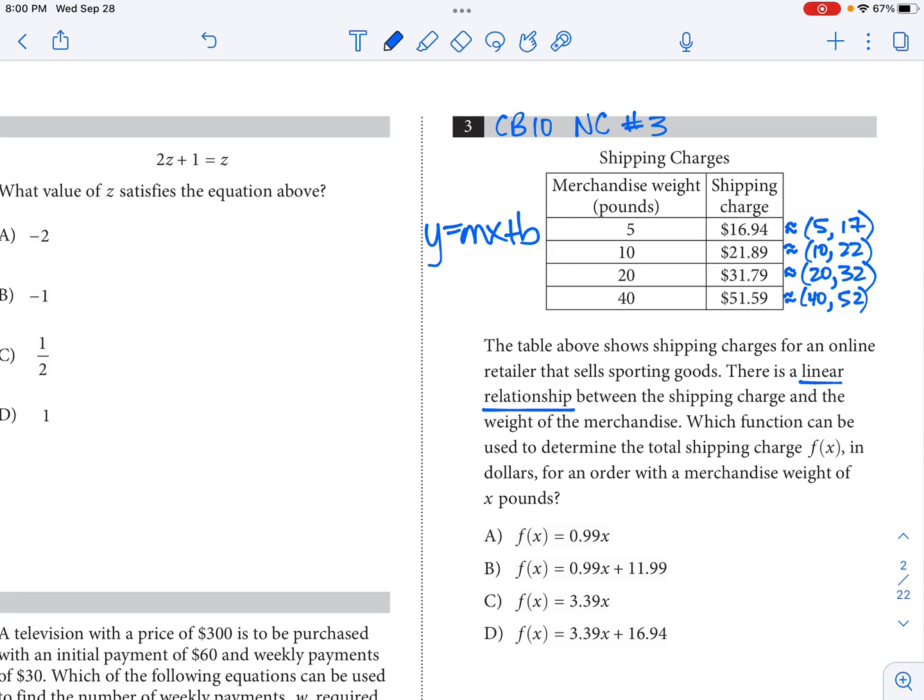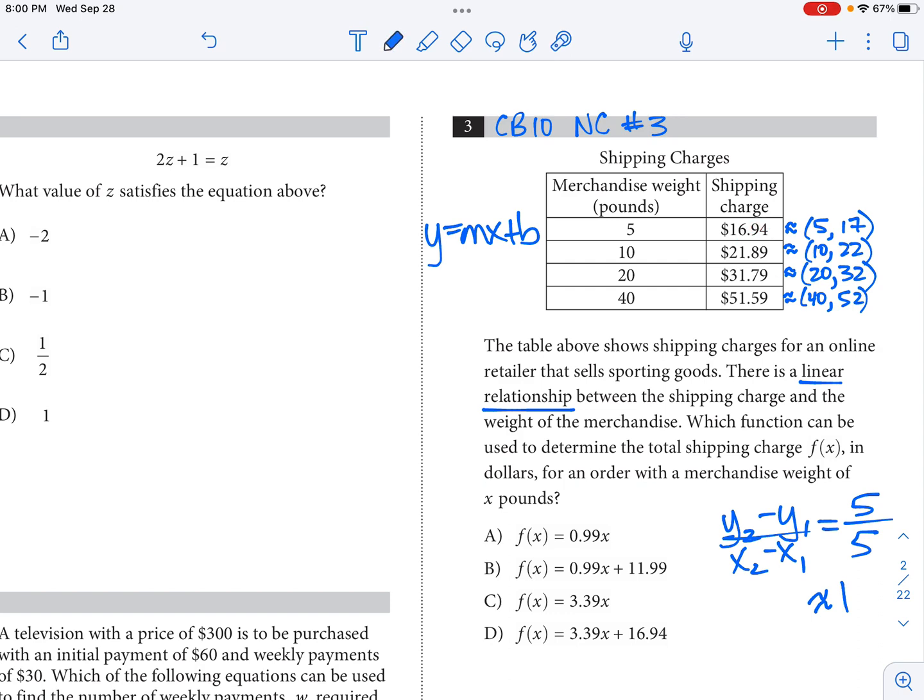Okay, if you remember your slope formula, we subtract the y's over the x's. If I just look at these 2 ordered pairs, again, you could pick any 2 ordered pairs, but if I just pick these 2 and I do 22 minus 17, that's 5. And if I do 10 minus 5, that's also 5. So I get a slope of about 1. And I'm saying about 1 because I did round these numbers a little bit.